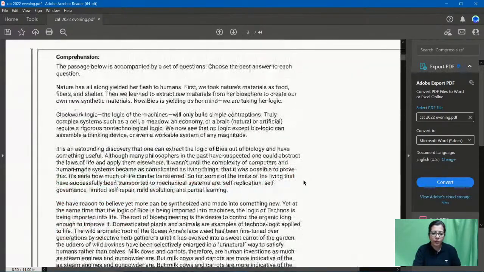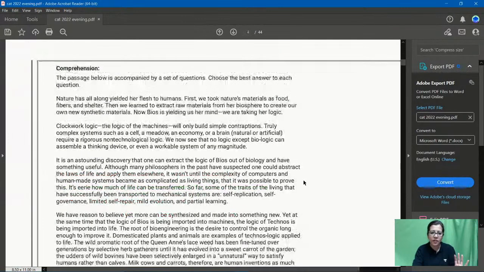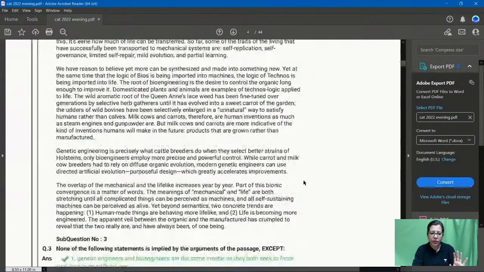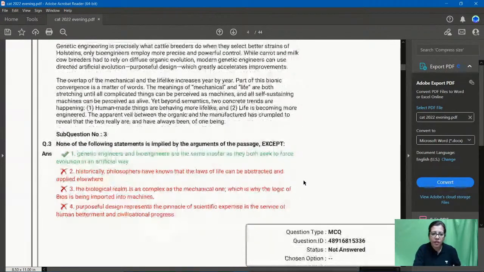Question number 2. Which of the following sets of words and phrases best serves as keywords? This should be good. This should be easy. I'm going to do this definitely. Question number 3. None of the following statements is implied by the arguments of the passage except. Okay, so this is a true-false type, and I'll have to check random sentences. I may not do this. This is what I think to myself.